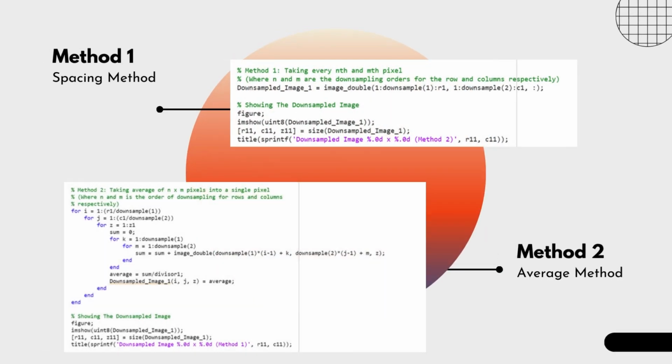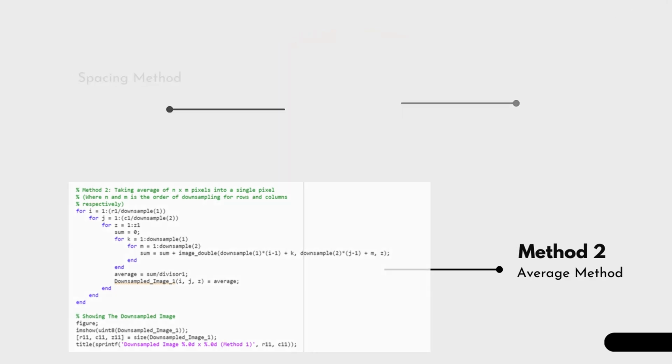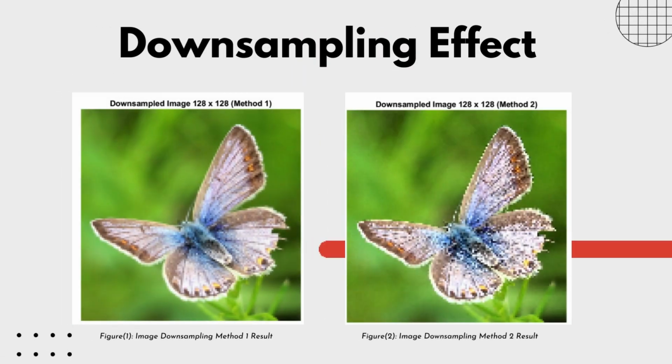There are two primary methods for image downsampling. Method 1. The spacing method, which reduces the image resolution by skipping pixels. Method 2. The average method, which calculates the average color of a group of pixels to reduce the image size. Comparing the two methods, we find that Method 2 performs better mathematically by preserving more color information and depth. However, it may not always look better visually, as it can make edges more prominent and less smooth.